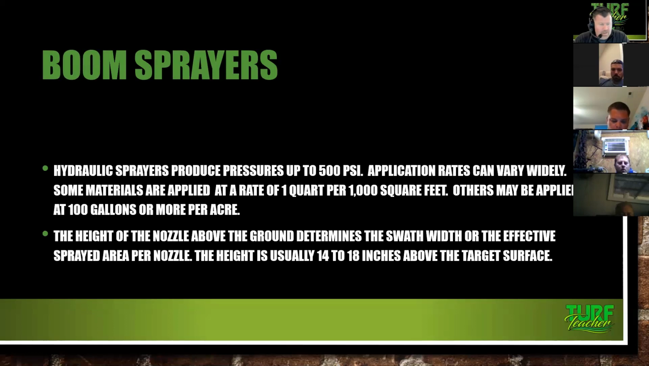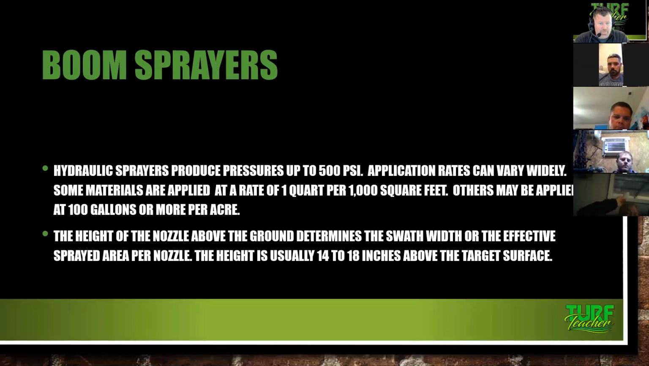Boom sprayers. If we've got a tractor-mount sprayer, or if you're using a boom sprayer like on one of your mowers or whatever, this is how you're going to calibrate these guys. Your hydraulic sprayers produce pressures up to 500 PSI. The application rates can vary widely. Some materials are applied at a rate of 1 quart per 1,000 square feet, and others may be applied at 100 gallons or more per acre.